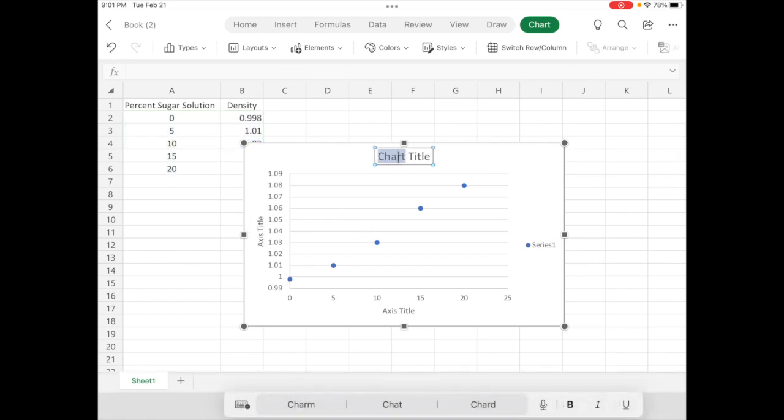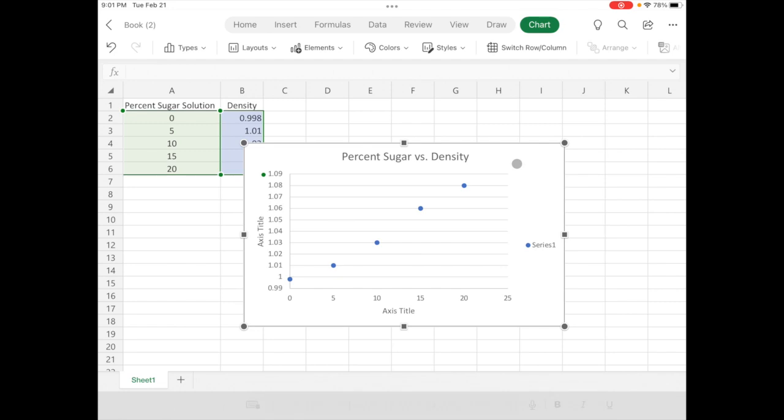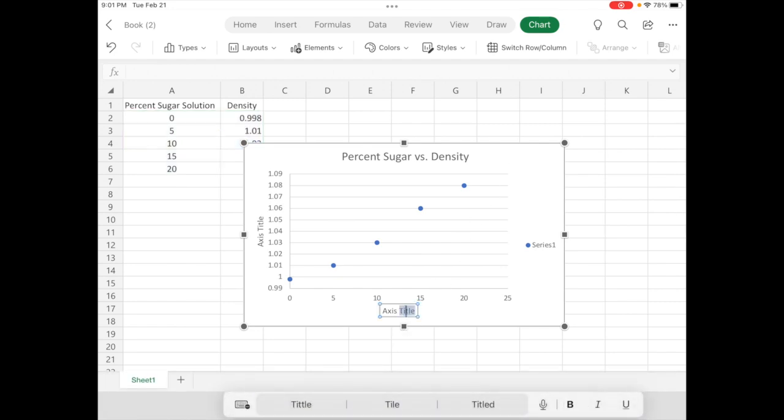I'm going to give this a nice chart title, and I'm just going to make this easy. I'm going to label this as percent sugar versus density. I'm going to keep it nice and simple. There's our title. Now I'm going to label my axis down at the bottom here. It looks like this is my percentage of sugar because I have 0, 5, 10, 15, 20. So I'm going to label this as percent sugar.